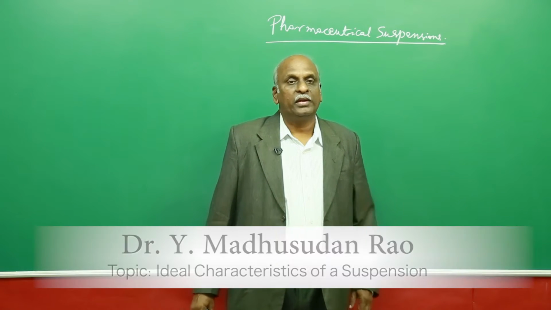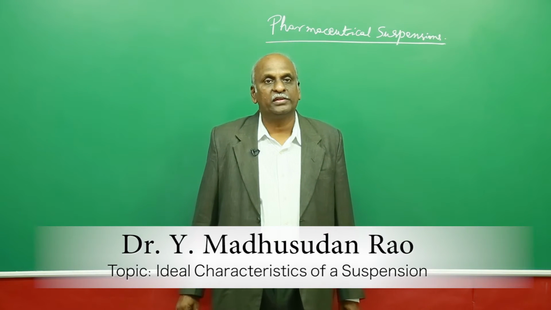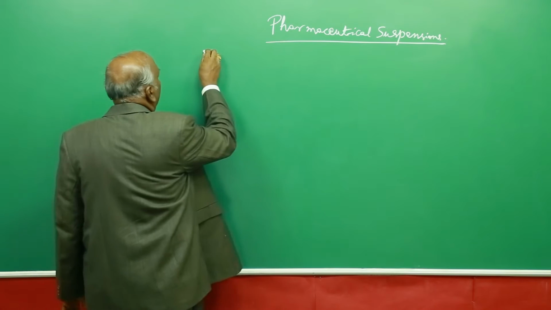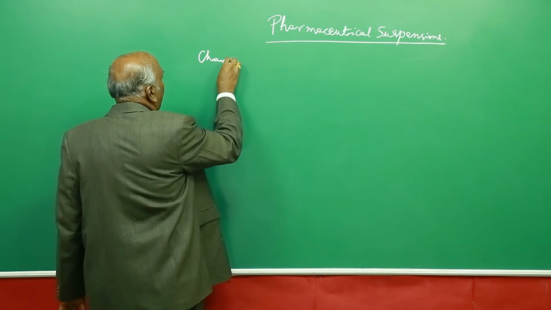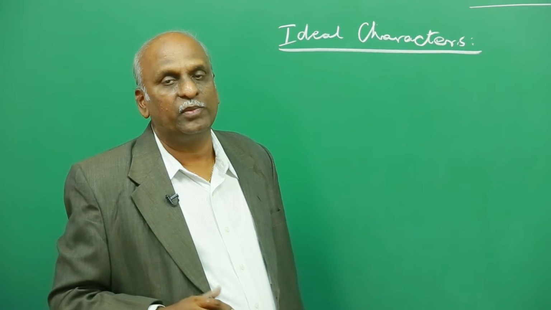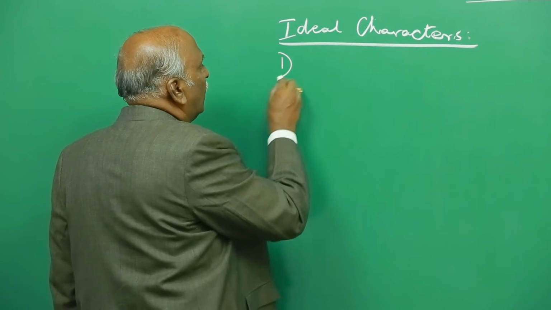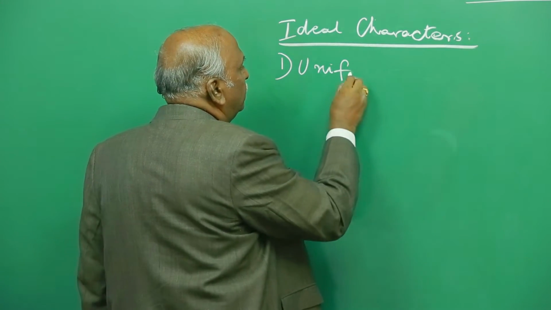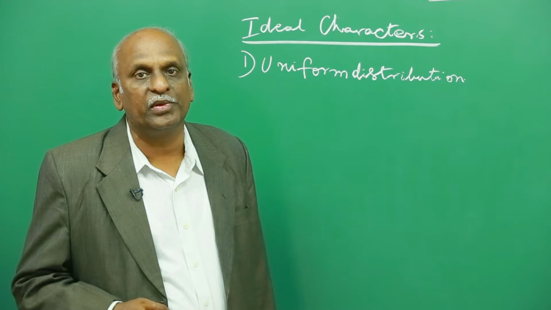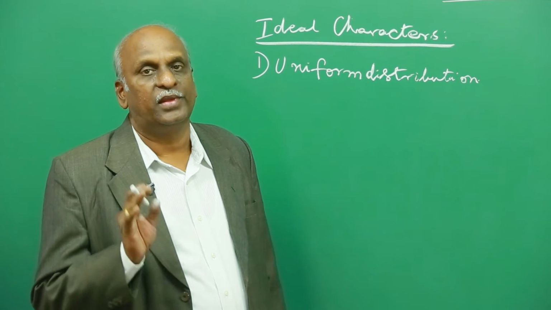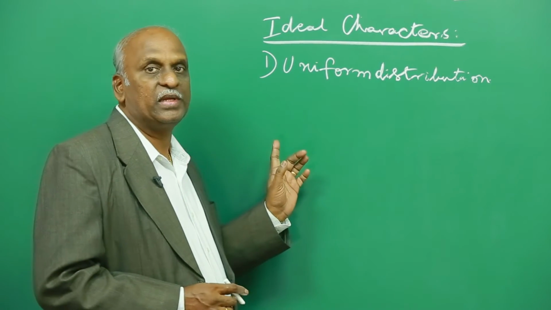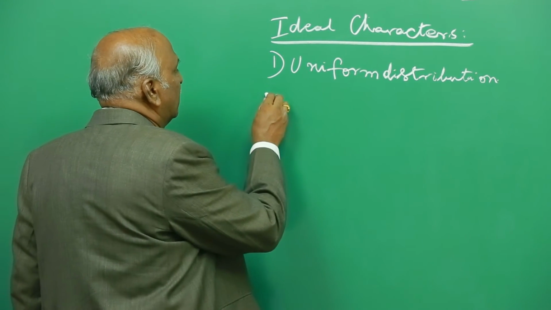Now let us try to see what are the ideal characteristics or requirements of a suspension. So let us try to see the characters that are going to be required of a pharmaceutical suspension. The first and foremost thing in a pharmaceutical suspension is uniform distribution. The particles present in a pharmaceutical suspension should have the same size, same shape, and should be distributed uniformly throughout the suspension. This is going to be the first condition of a good pharmaceutical suspension.